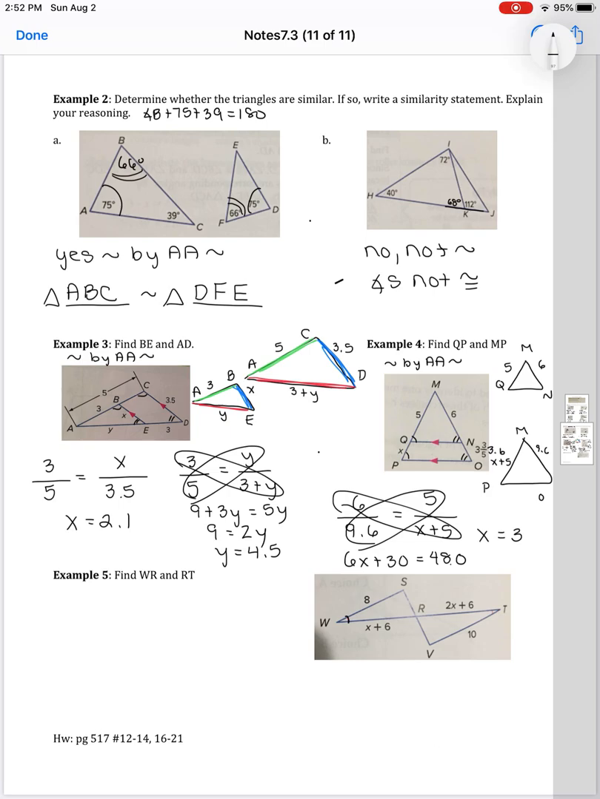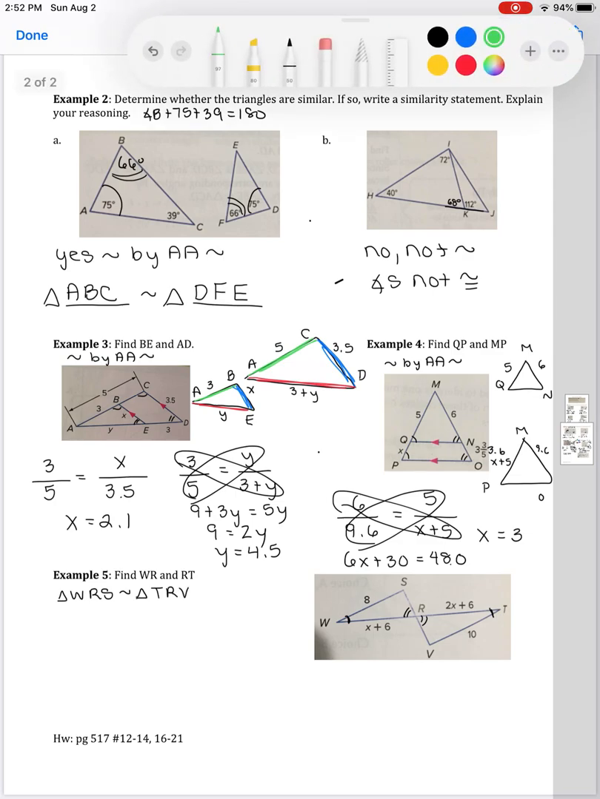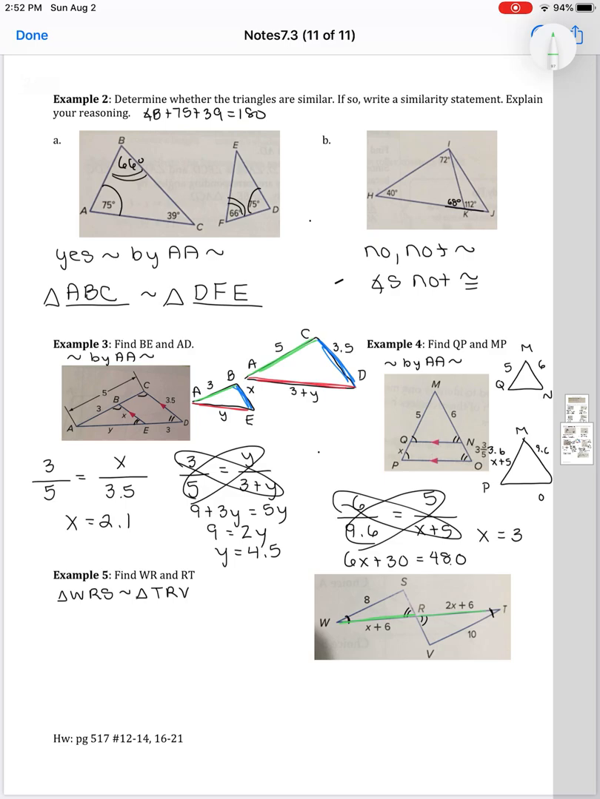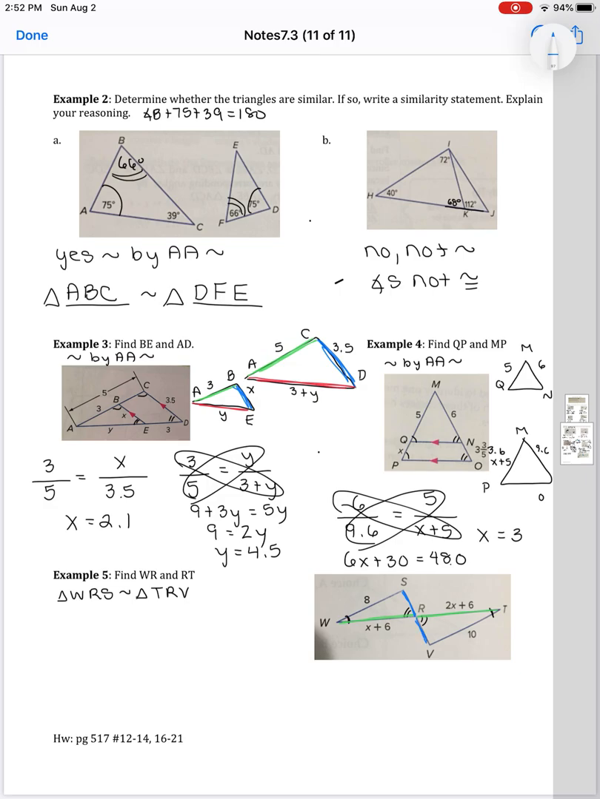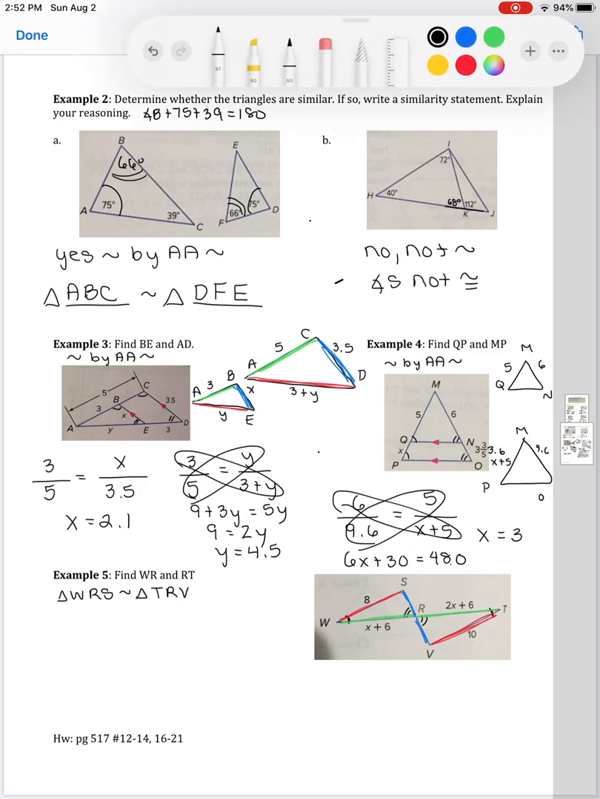All right, what happens with 5 is we don't have one inside of the other, but we see this set right here, they're congruent, and we know we have vertical angles right here, that they're congruent to each other. So what you could do is set yourself up a similarity statement so you can see who has to match with who. So we see that triangle WRS is similar to triangle TRV. And then that would allow you to see who needs to be highlighted. So that one goes with this one. This one goes with this one. And this one goes with this one.